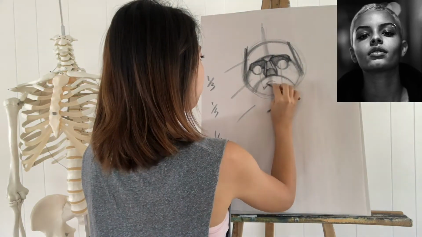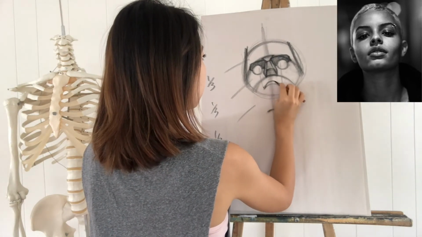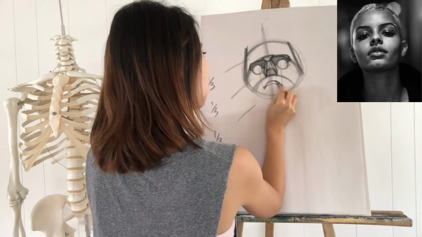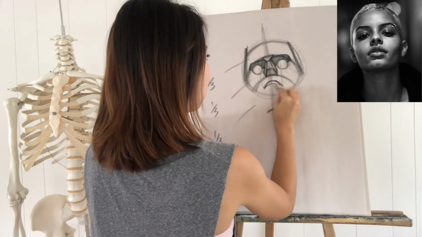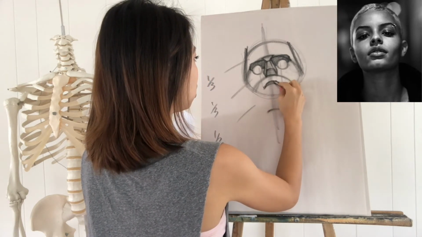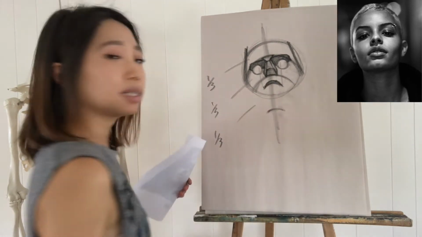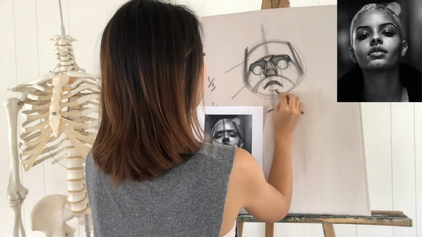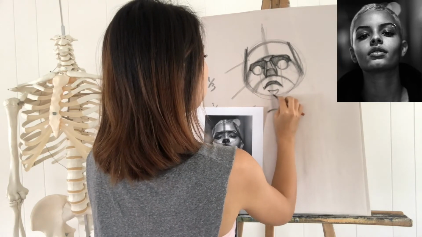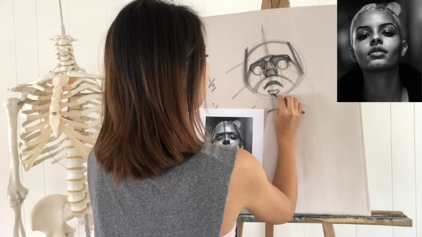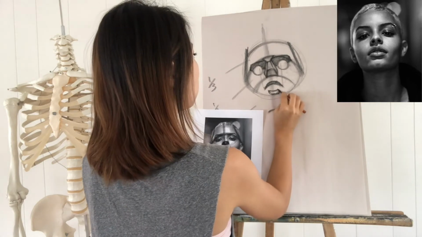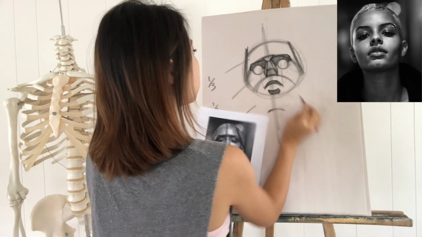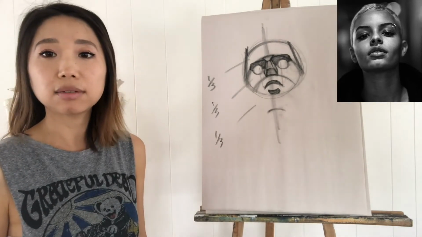The upper lip is gonna be darker, so I'm just gonna shade it. Skip the bottom lip. I'm gonna add the cast shadow of the lower lip, and it's just gonna be like this.